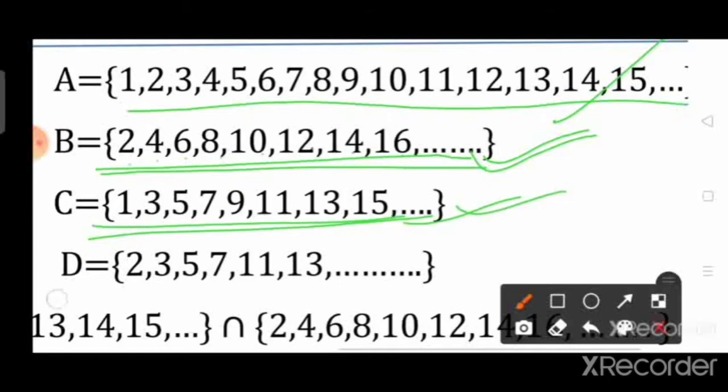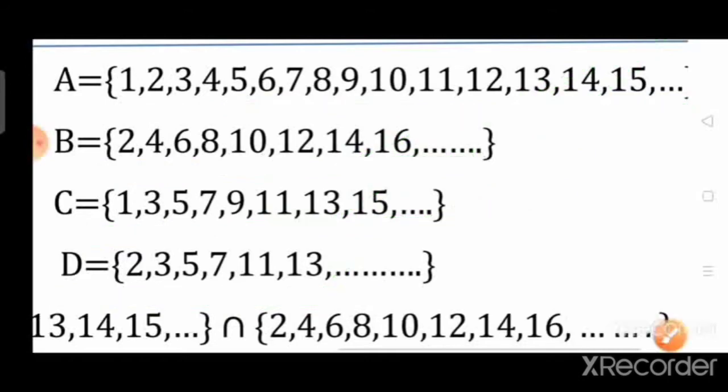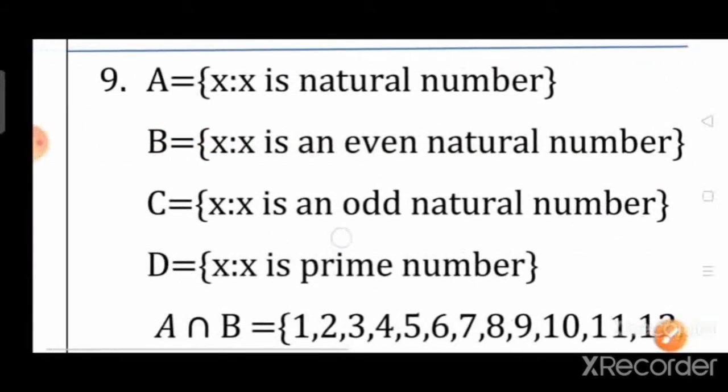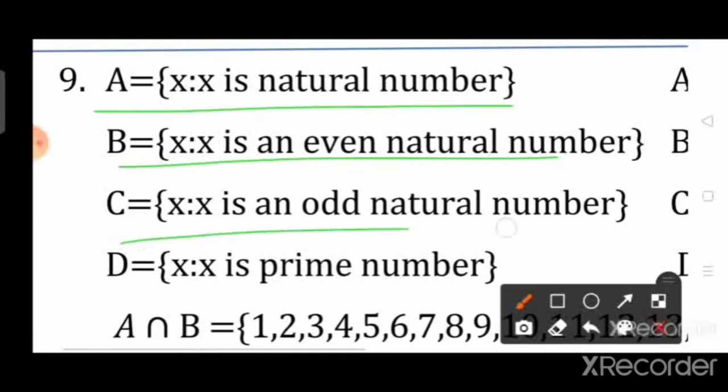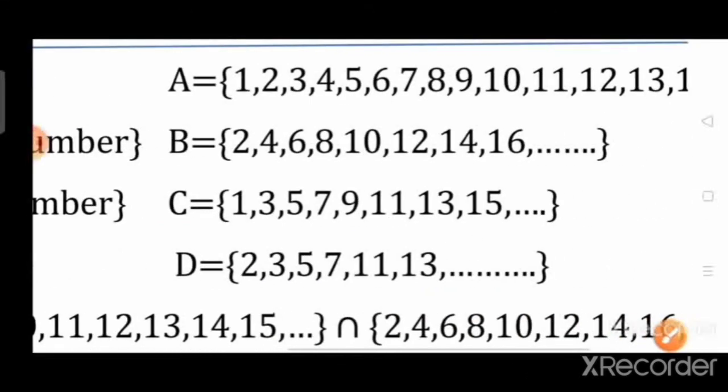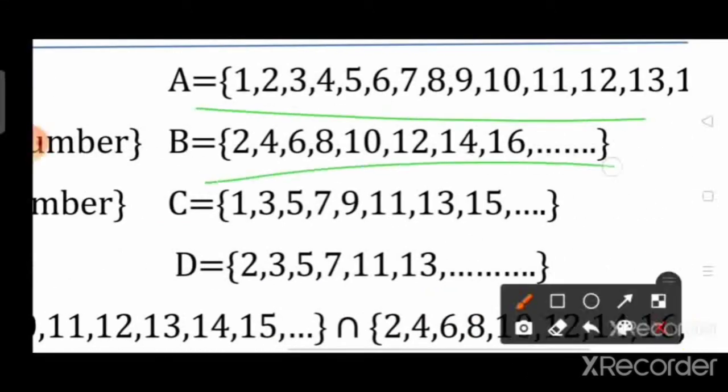And D is prime numbers. D is having prime numbers. So these 4 sets are given. This is the roster form. In our sum, what is given are the set builder forms, and these are the roster forms.